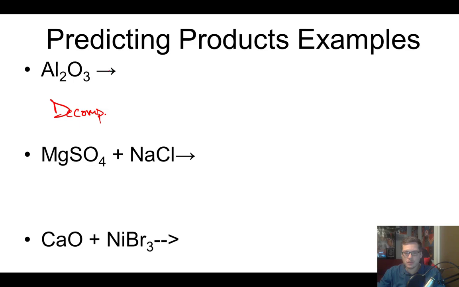So aluminum is going to turn into just aluminum, right? And we know that aluminum is a solid at room temperature, so we'll just throw that in there. And then the oxygen is going to turn into oxygen, and oxygen is a diatomic element. So that's a gas, and we know that from our knowledge of elemental states of matter. These are the two things that aluminum oxide will break down into, aluminum solid and oxygen gas.